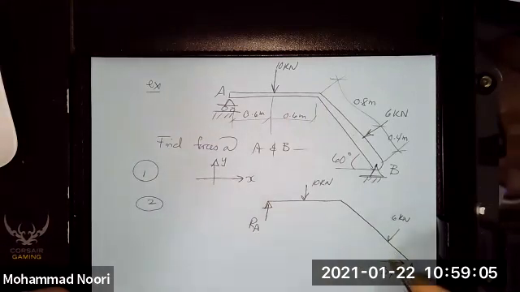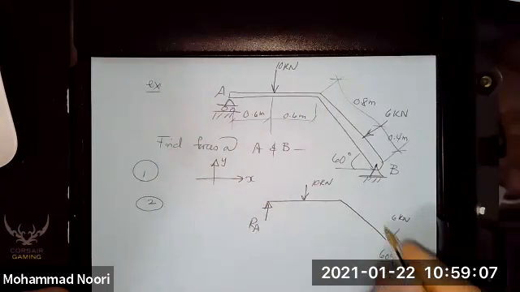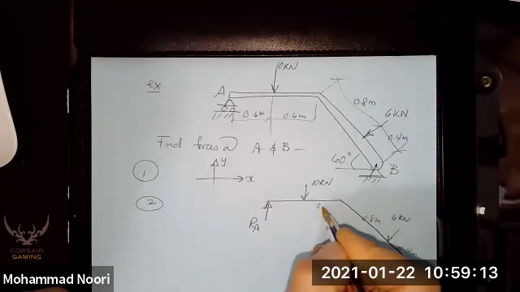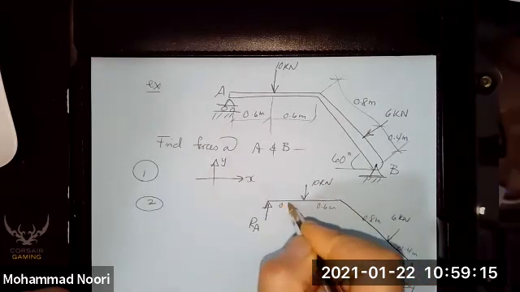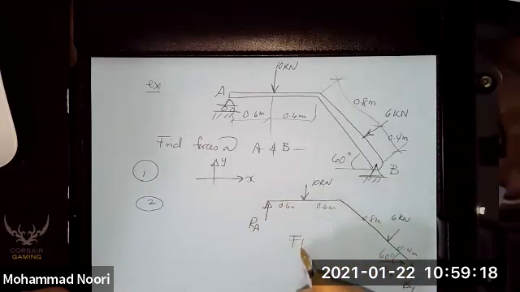Okay. And this is 60 degrees. This was 0.8 meter. This is 0.4 meter. This is 0.6 meter and 0.6 meter. So this is the free body diagram.